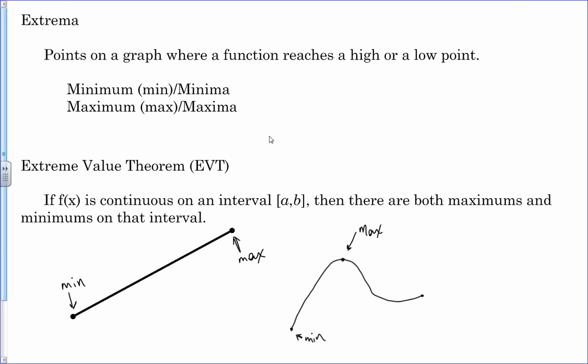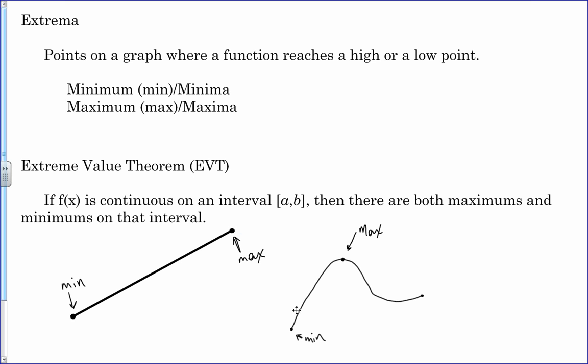Now, there's something called the extreme value theorem, abbreviated EVT. It says if f of x is continuous on an interval a to b, then both a maximum and a minimum exist on that interval. Here we have a linear function. It is continuous from the beginning A to the end B, so it's going to have a min and a max on that interval.